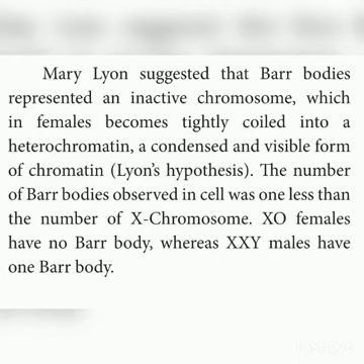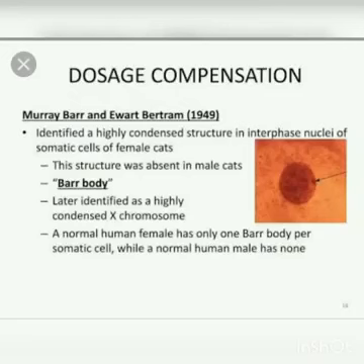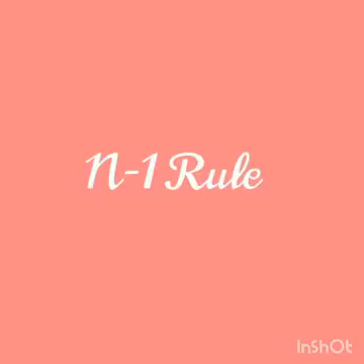So X0 or XO females have no Barr body because only one X is present, whereas XXY males have one Barr body because they have two X chromosomes. So the number of Barr bodies follows a rule, that is the n minus 1 rule, where n is the total number of X chromosomes present.